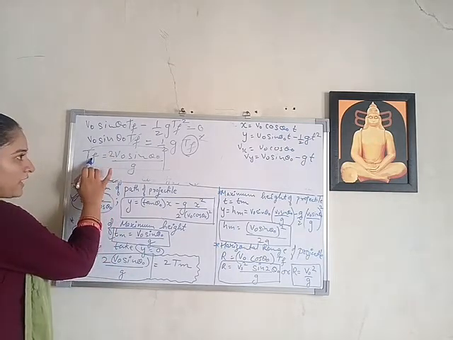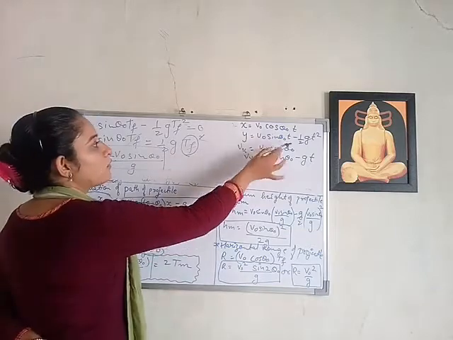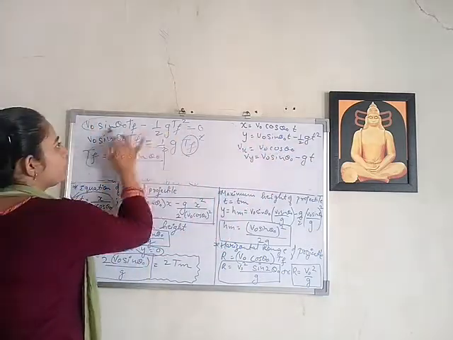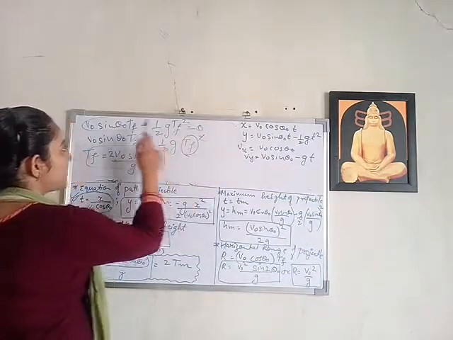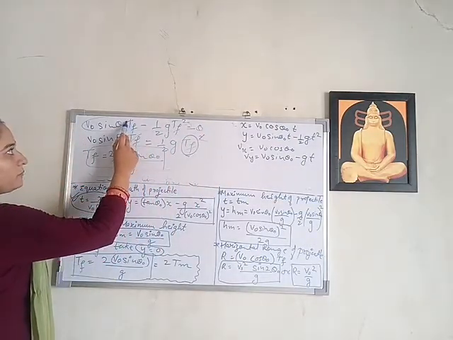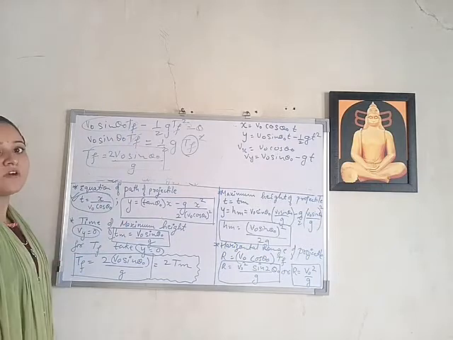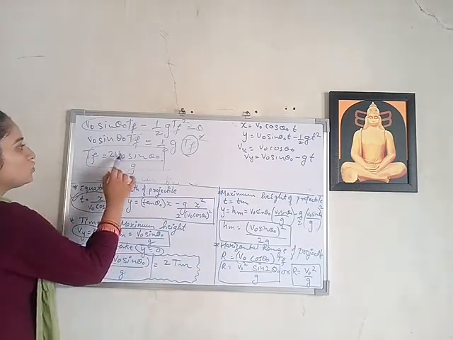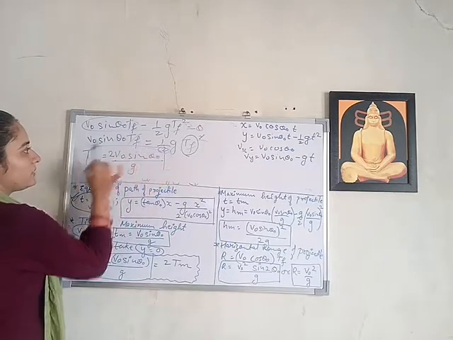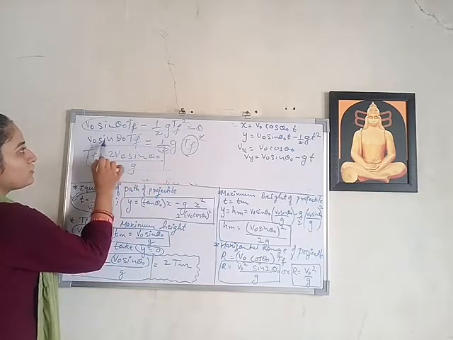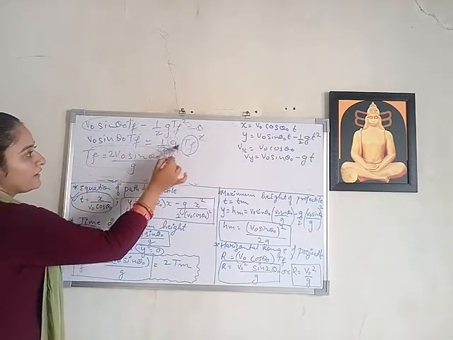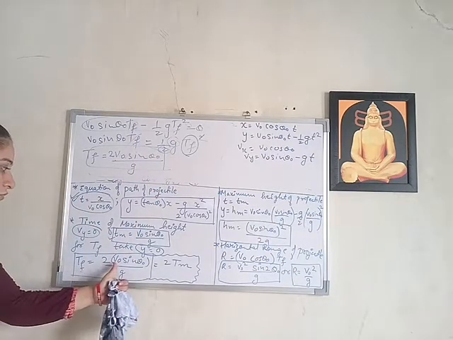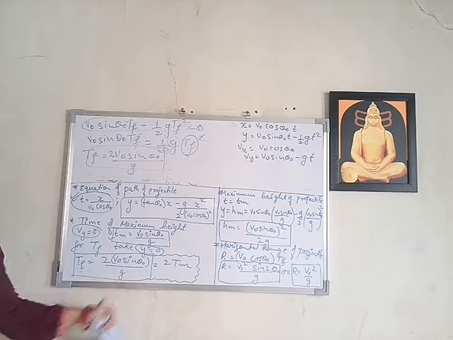So for time of flight, we need to take y equal to 0. So this whole term of y equal to 0 gives the time of flight. At the place of time t, we put tf, that is time of flight, and tf equals 2 V0 sin theta 0 divided by g, cross multiplied. So that is the time of flight, 2 V0 sin theta 0 by g.